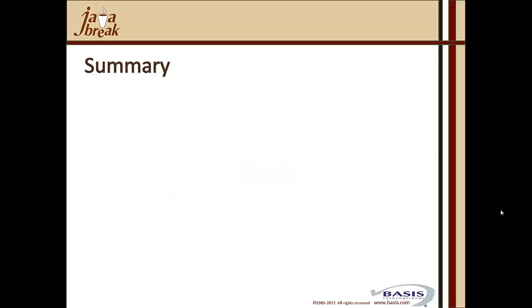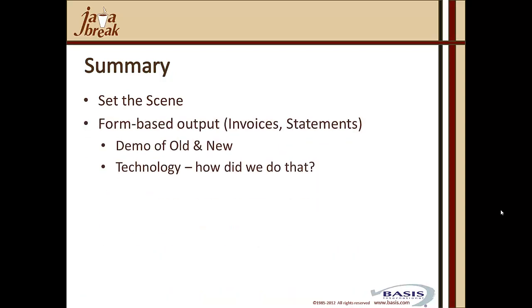So in summary today, what have we covered? We've set the scene. We've spoken about outputting of data as a fundamental component to any business application system. We've spoken about two different types, form-based output with invoices and statements. We've demoed the old and the new, and we've spoken about the technology. How did we do it?